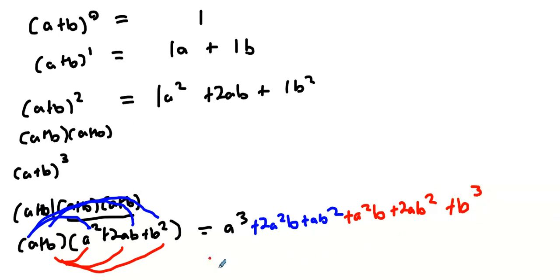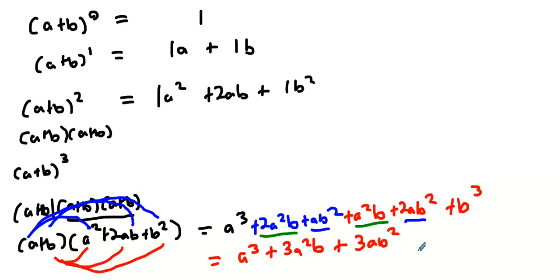And then what happens now? You get a cubed plus, what are the same here, guys? They're the same, aren't they? So how many of them is there? 2 of them plus 1 of them is how many? 3 of them. And then what about the other ones? Underline them in blue at the moment. How many of them is there? 3 ab squared. Then finally after that, b cubed. Everybody cool with that?